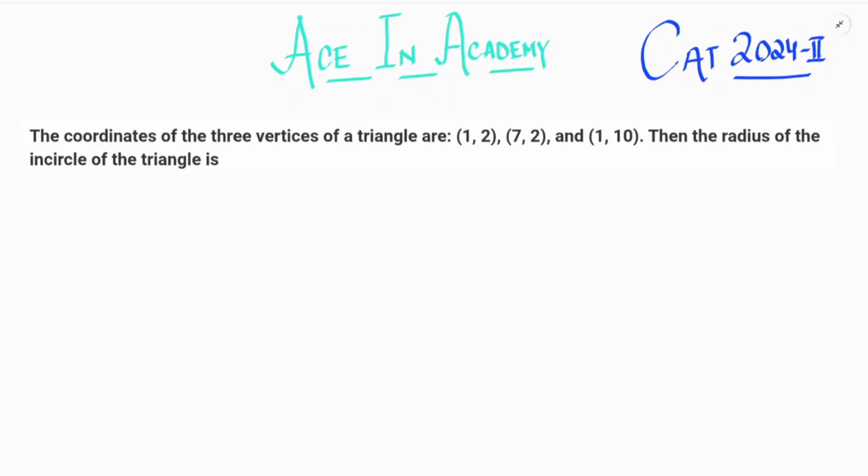So as you can see from the title of this video, in this video we'll solve another good question from the topic of geometry, and the question has been taken from CAT 2024 exam slot 2. Now the question is as follows: the coordinates of the three vertices of a triangle are (1, 2), (7, 2) and (1, 10). Then the radius of the incircle of the triangle is. So this was our question, and I would like you to try this question first by yourself and then come back to this video for the solution.